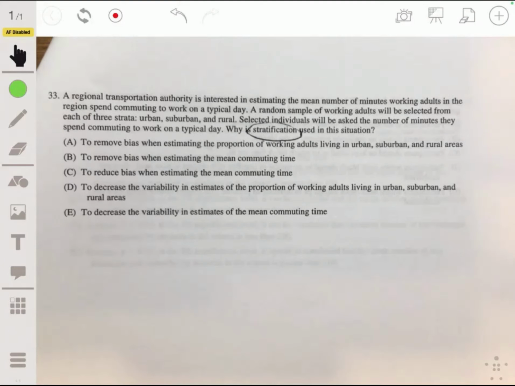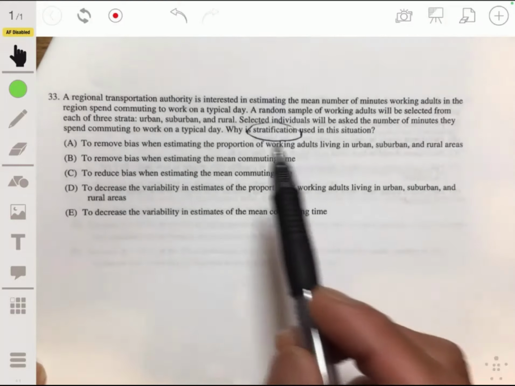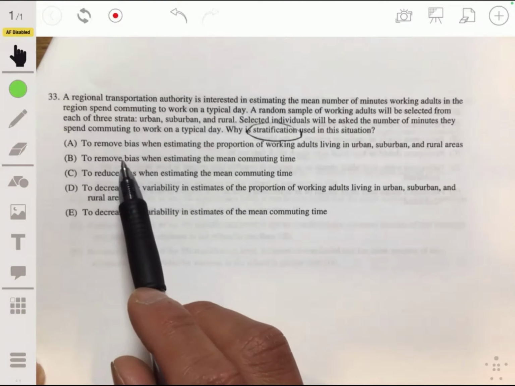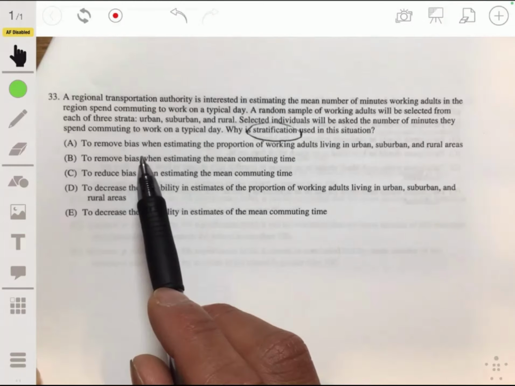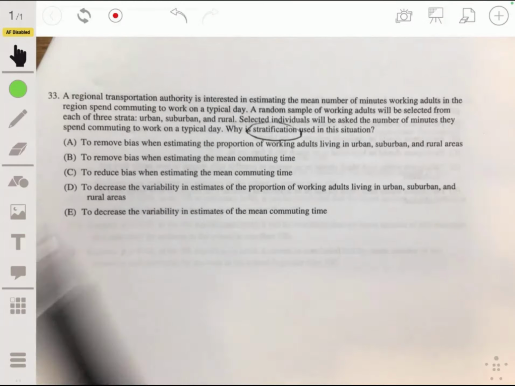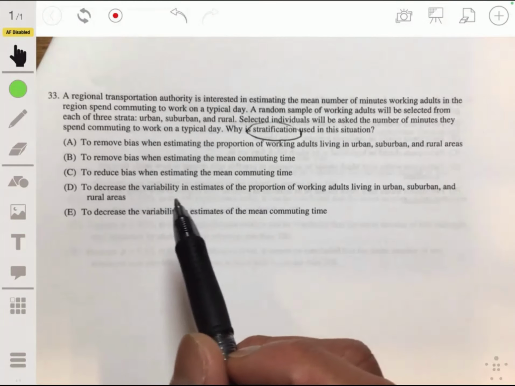Now what this is going to do is help reduce the variability among your estimates when you're trying to estimate something. So it's not going to remove bias. That's what random sampling does. We random sample in order to reduce or remove bias.